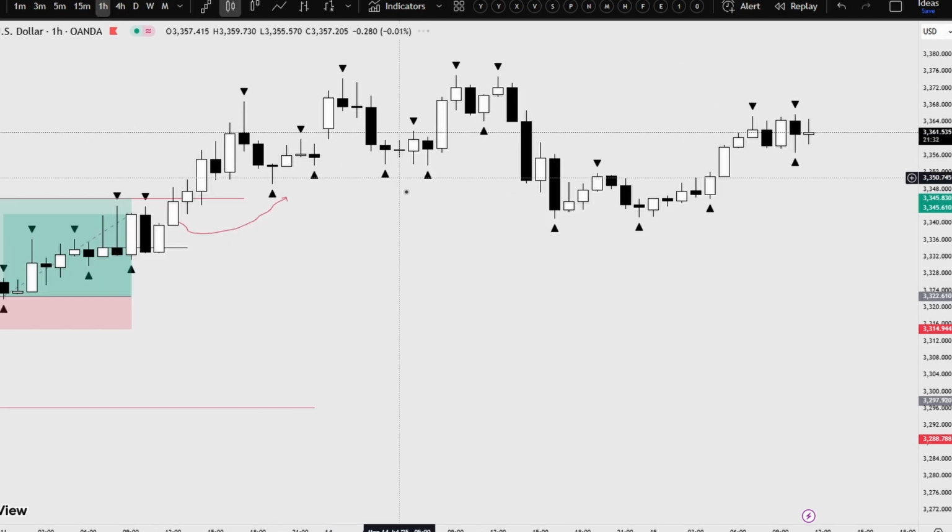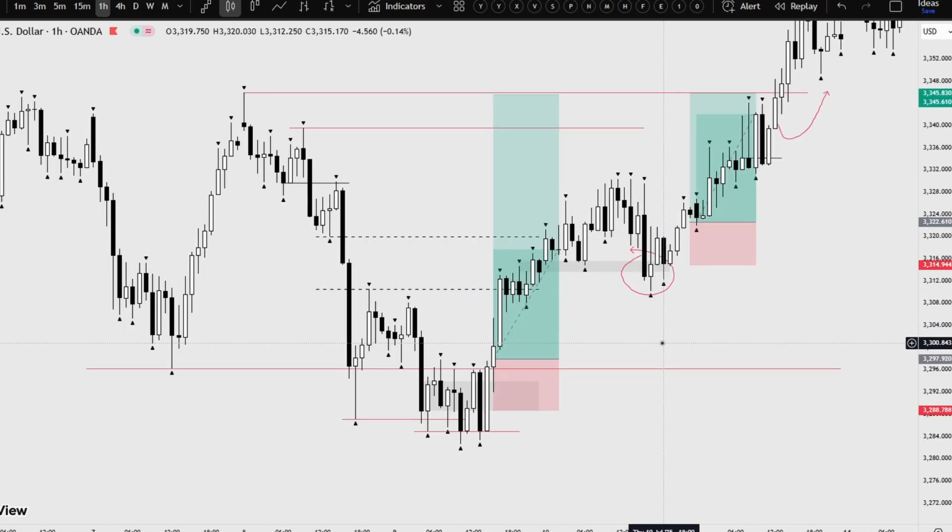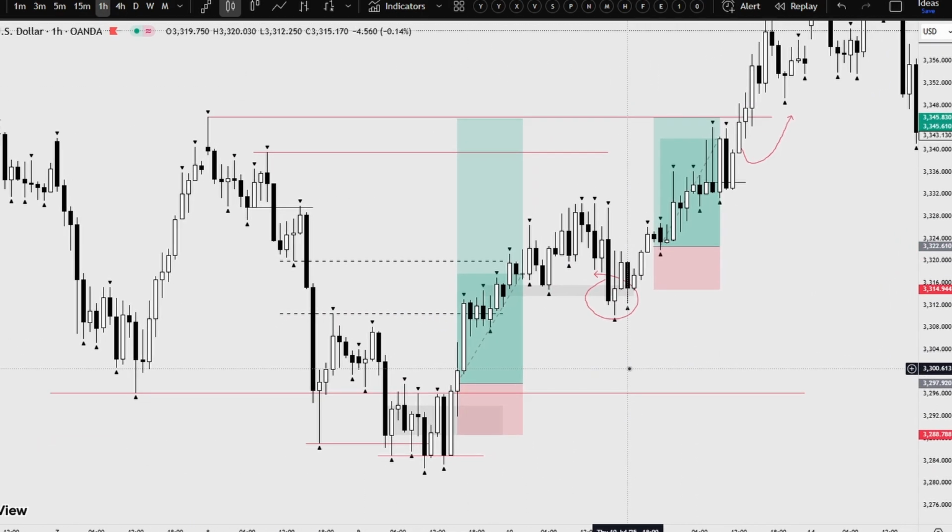Now let's go into the 1 hour time frame. This is pretty much the area where you could take another trade without lifting an extra finger and also spending a minimum amount of time.